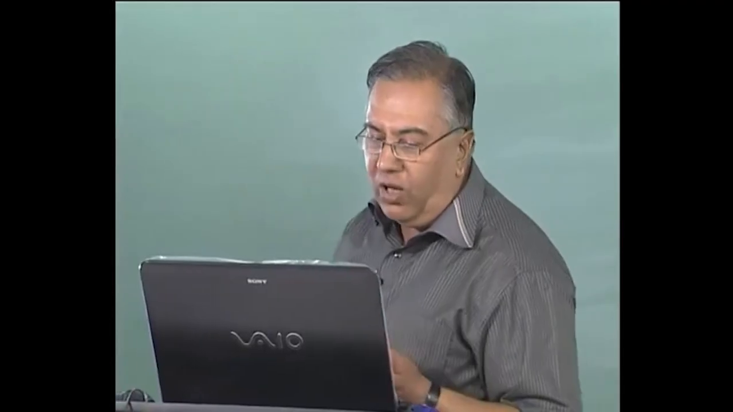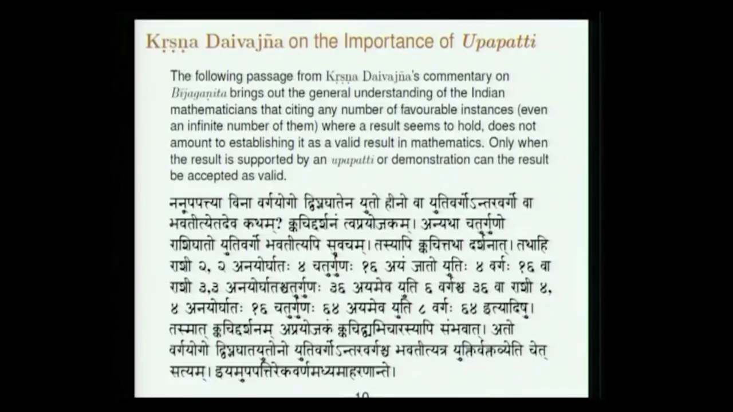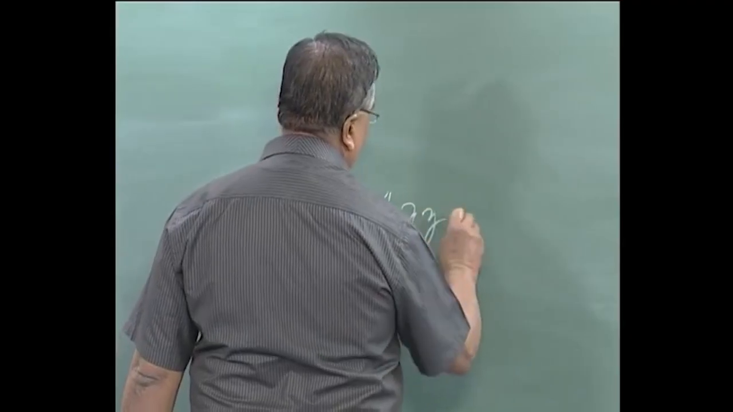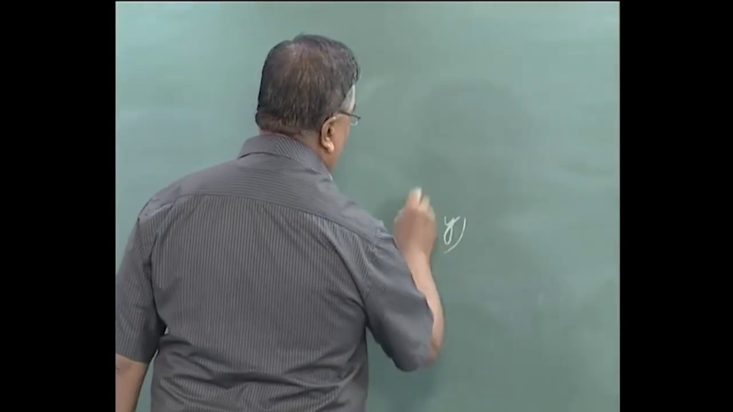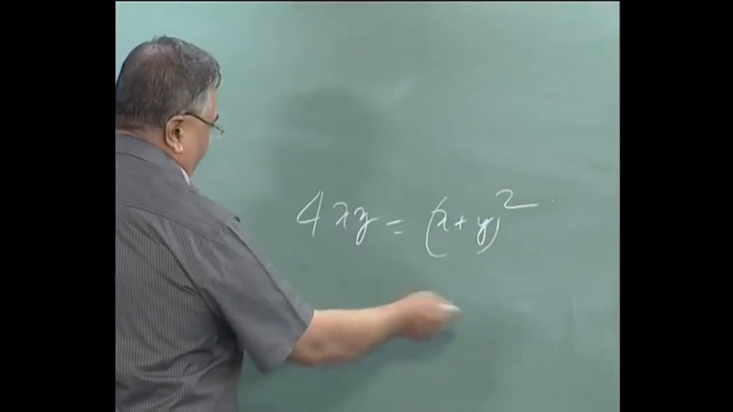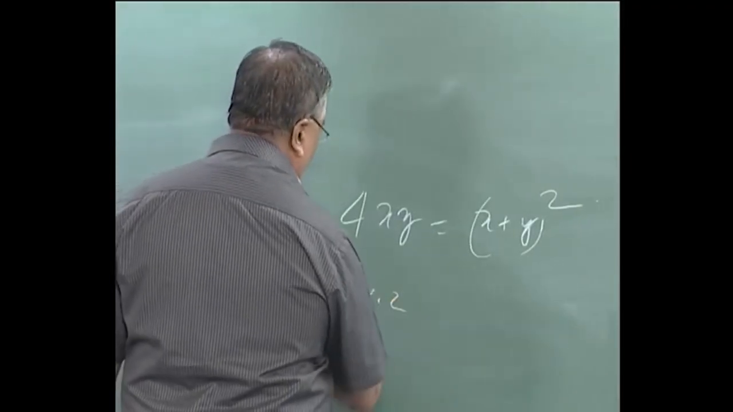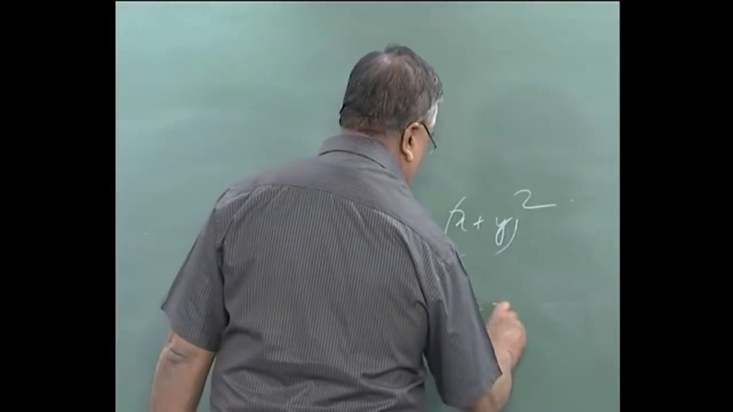2 into 2 is 4. 4 into 4 is 16, this is also equal to the square of 2 plus 2. Similarly, 3 into 3 is 9, 4 times 9 is 36, this is also the square of 3 plus 3. And again, 4 into 4 is 16, 4 times this is 64. So he is saying, why don't we say 4xy is equal to x plus y whole squared. Even this appears quite alright because of these examples. 4 into 2 into 2 is equal to 2 plus 2 whole squared.